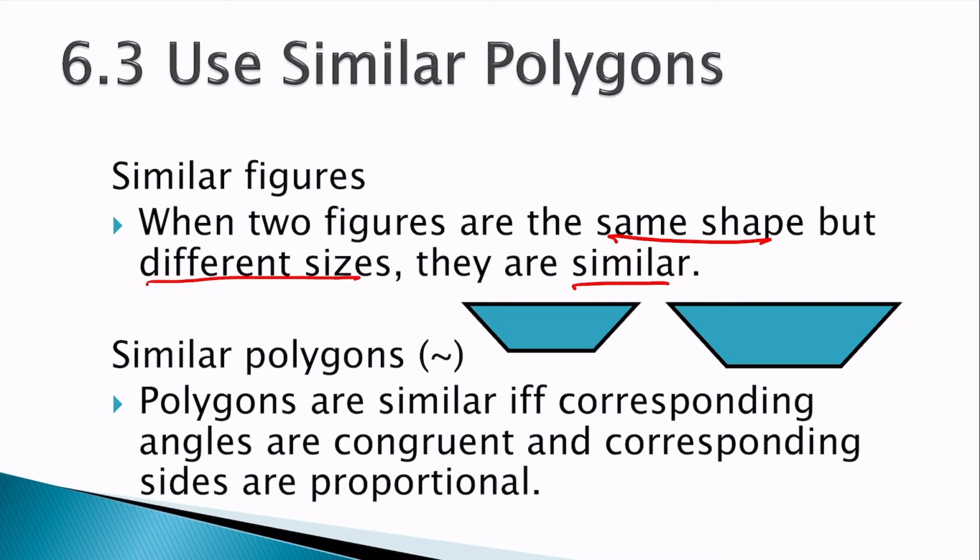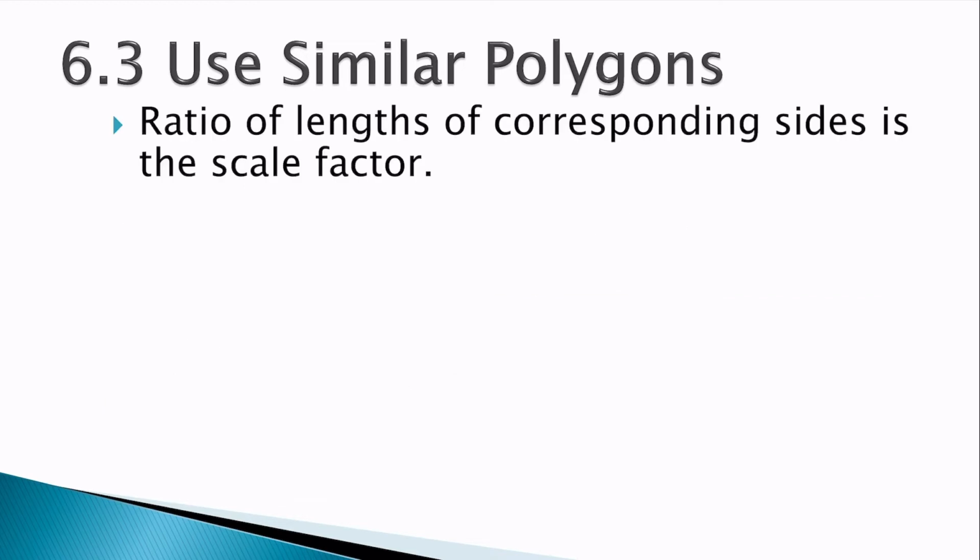The polygons are similar if and only if corresponding angles are congruent and corresponding sides are proportional. So the angles are congruent, sides are proportional. The ratio of the lengths of corresponding sides is called the scale factor.